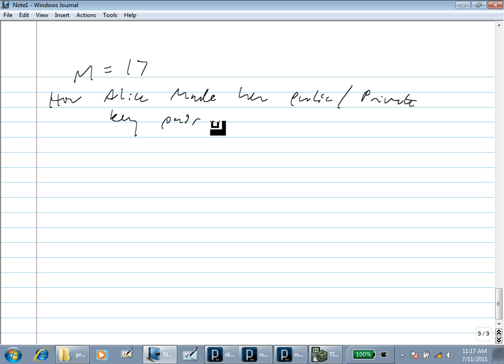The way Alice makes her public key is she starts by making up two primes. Make up two random primes.